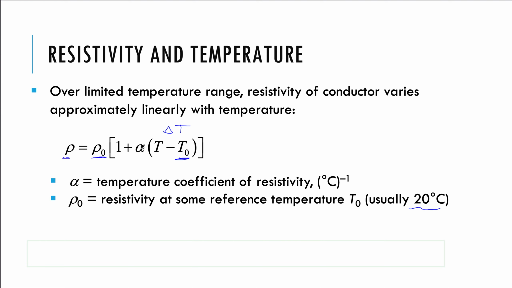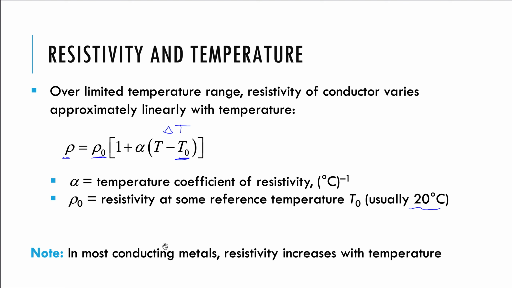And alpha is the temperature coefficient of resistivity, which is also a constant that depends on the material, and it is usually given to us. What this equation tells us is that in most conducting metals, the resistivity does increase with temperature, because as delta T is positive, our rho is going to get bigger. A notable exception to this would be semiconductors, which are essential components of your electronic circuits. In those, the resistivity actually decreases when you increase the temperature.